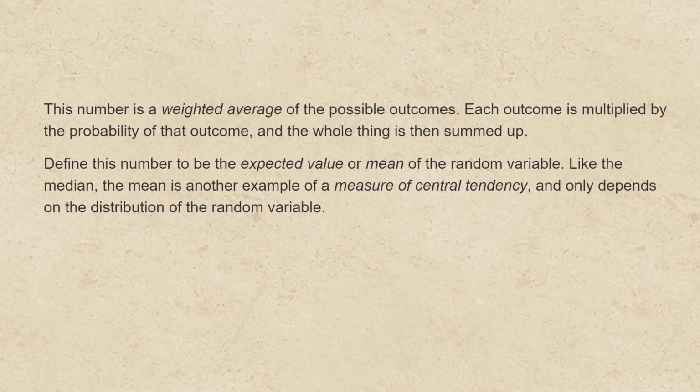This number is a weighted average of the possible outcomes. Each outcome is multiplied by the probability of that outcome, and the whole thing is then summed up. Define this number to be the expected value, or mean, of the random variable. Like the median, the mean is another example of a measure of central tendency, and only depends on the distribution of the random variable.